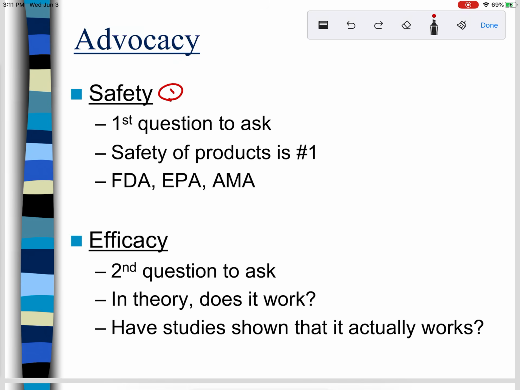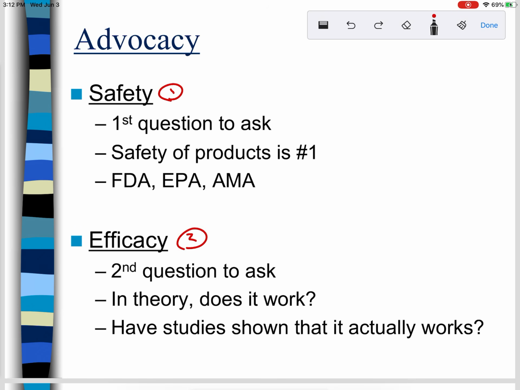If I inject myself with erythropoietin, the Lance documentary was just on ESPN this summer. He injected EPO many, many times. Is it safe? Maybe yes, maybe no. But that's the first question. It has to be proven to be safe.